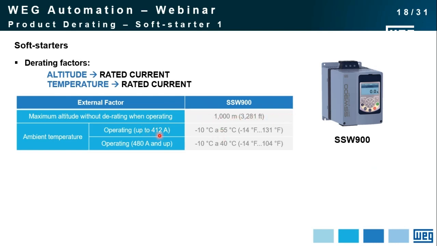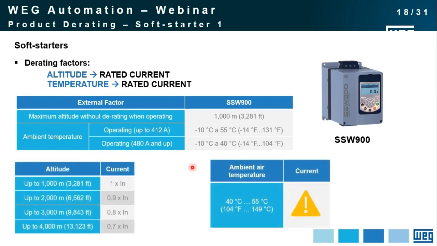Up to 412 amps, this product can be used up to 55 degrees Celsius without derating. And from 480 amps and up, you can use up to 40 degrees Celsius. And above that, you can apply some derating. We're going to talk about it in a moment. So for altitude, we have this table here with also these derating factors.